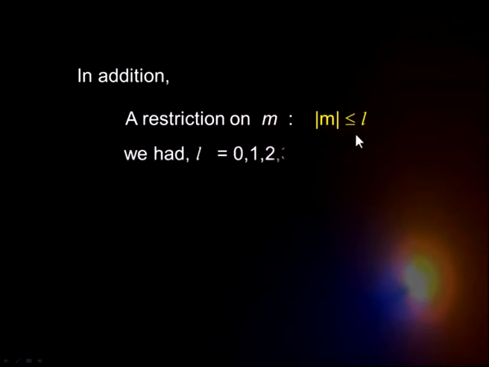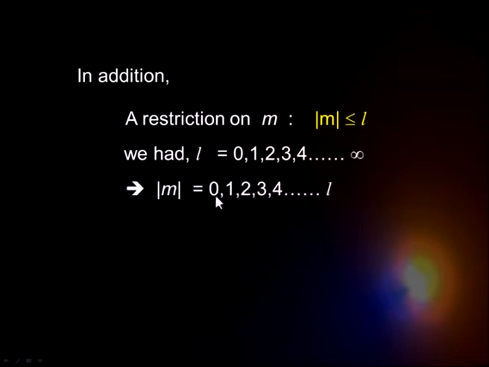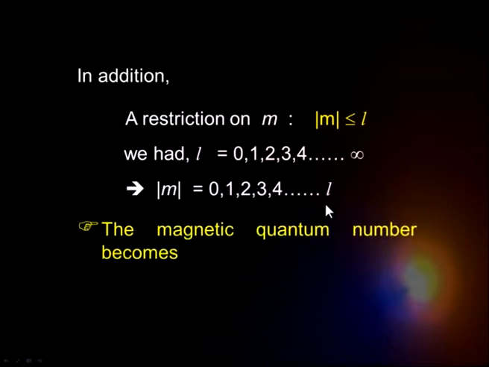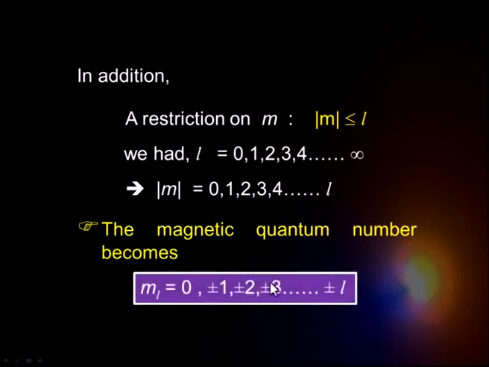Now, we had the value of L equal to 0, 1, 2, 3 up to infinity, and since the mod of m can have a value less than or equal to L, my mod m now becomes 0 up to L and not up to infinity, because depending on what value of L I have, the values of m are also dependent on that. In other words, the possible values of the magnetic quantum number m are 0, plus minus 1, plus minus 2, up to plus minus L, and not till infinity. L may not be infinity at all. We will come to that as we proceed a little further.